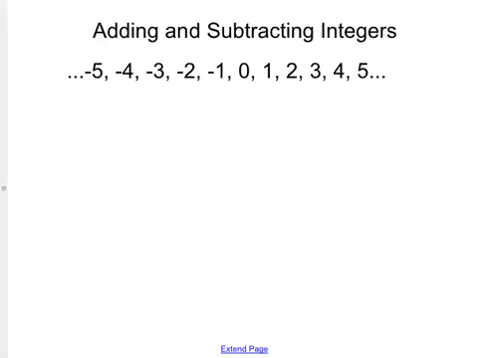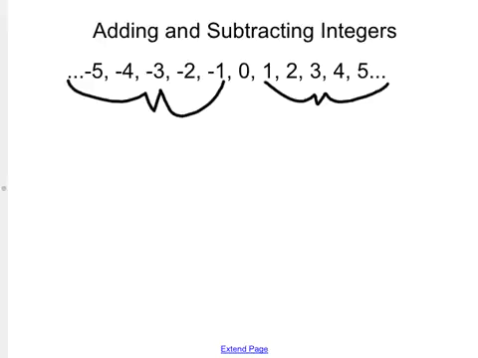Today we're going to be looking at adding and subtracting integers. So just a quick reminder of what integers are. Integers are positive numbers, like these right here, and negative numbers. Okay, so those are our integers right there. They're different from, say, counting numbers or just regular numbers in that they have negatives.